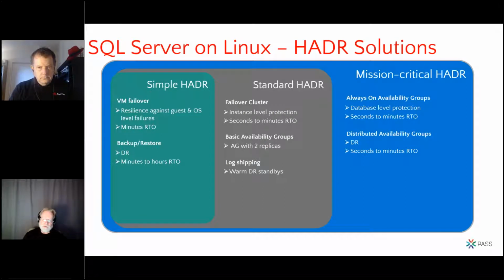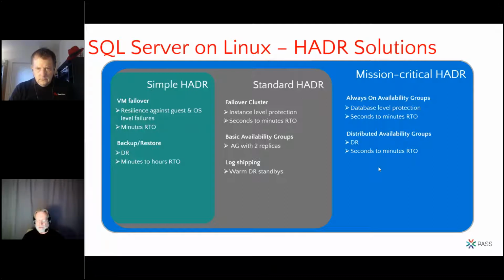Mission critical HADR, that's where you put your corporate jewels, as it were. So this is where you can't really tolerate any substantial downtime. And Always On availability groups is one of the primary technologies we use for that.